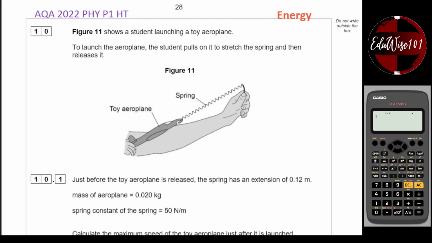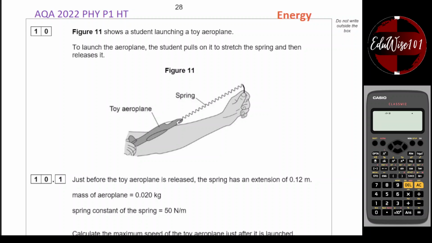In this video, I'm going to go through question number 10 from the AQA 2022 Physics Paper 1 Higher Tier. Figure 11 shows a student launching a toy aeroplane. To launch the aeroplane, the student pulls on it to stretch the spring and then releases it.